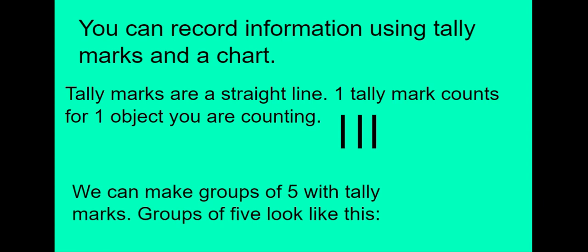We can make groups of 5 with tally marks. Groups of 5 look like this. It has 4 vertical or up and down lines, and then the fifth line is diagonal and it crosses through to make one group of 5.